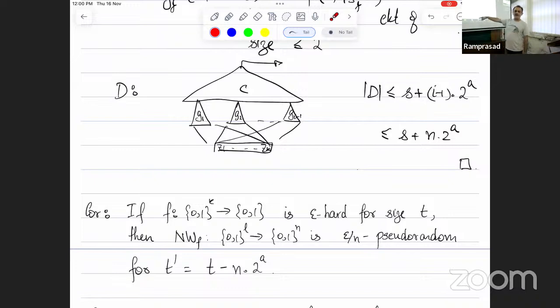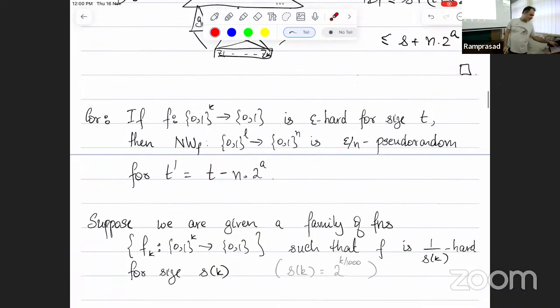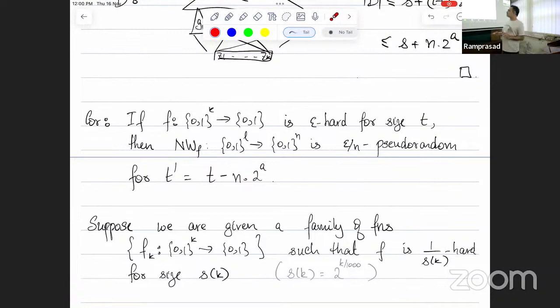The next thing that we are going to do is, for example, if you use the Nisan-Wigderson design that had a specific l and a specific a, then this will show up. So we'll work out some specific examples. I was a little sloppy earlier. Whenever you talk about a hard function, you're not really talking about a hard function. You're talking about a hard family.